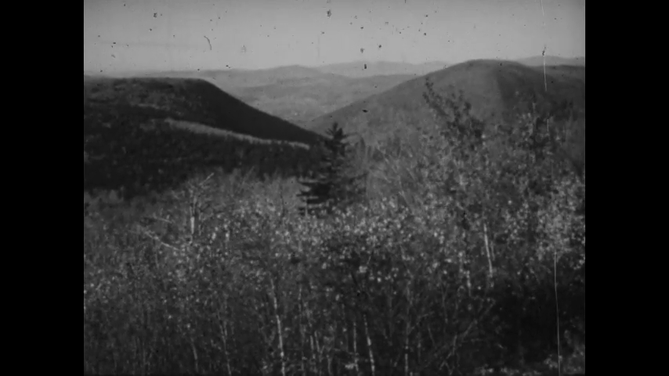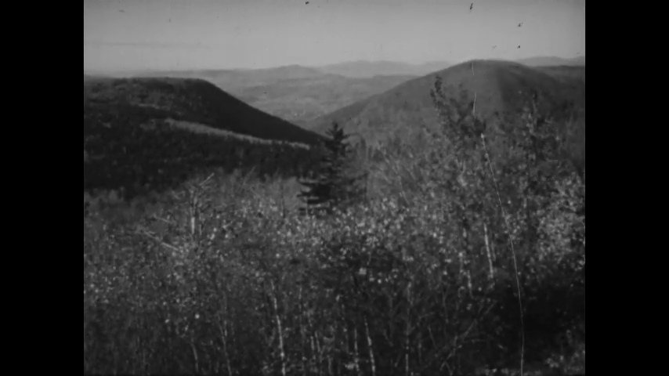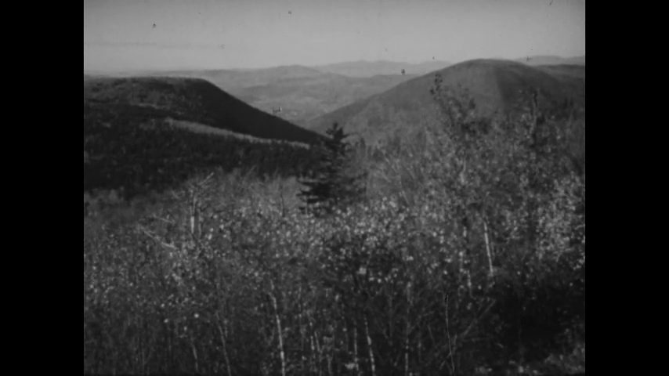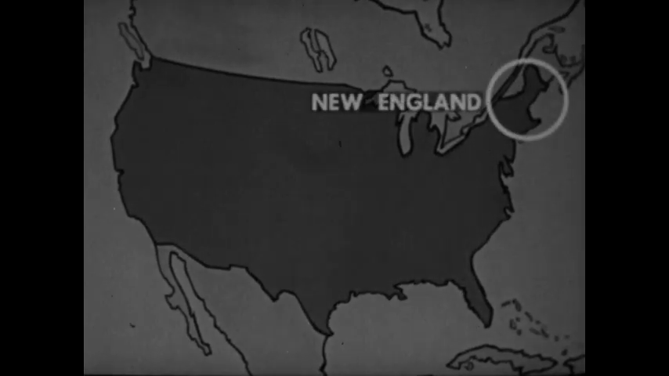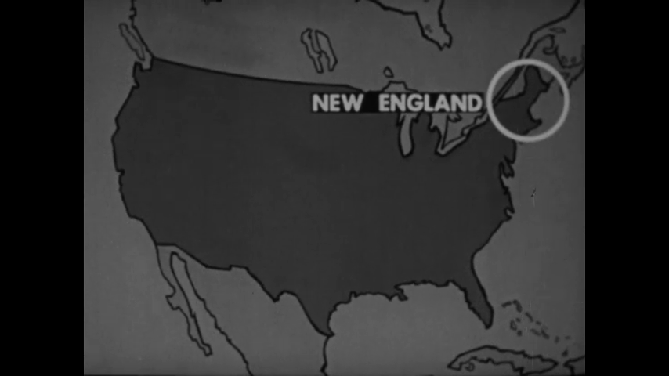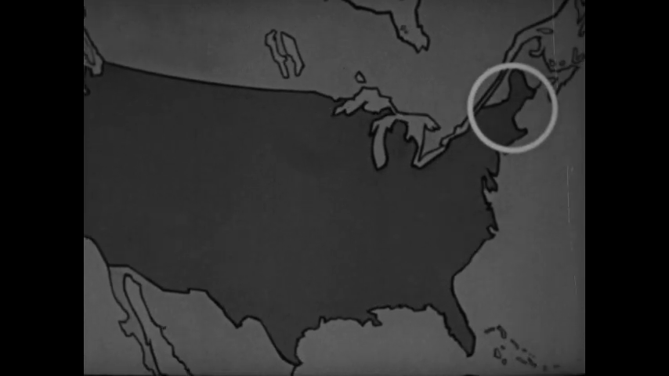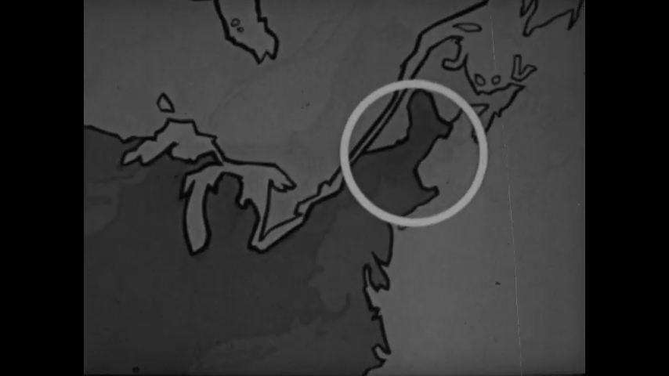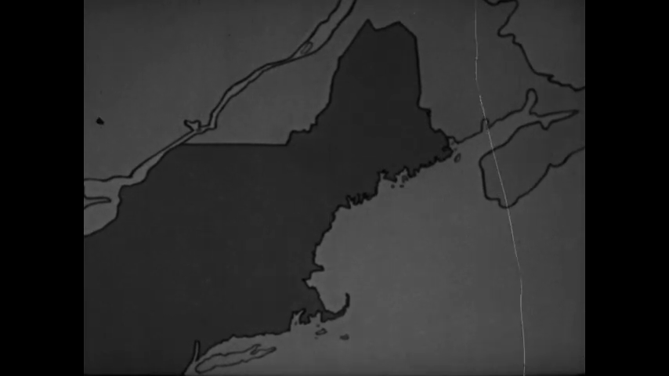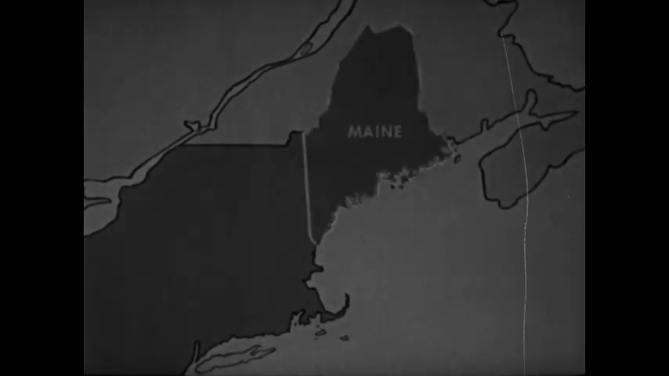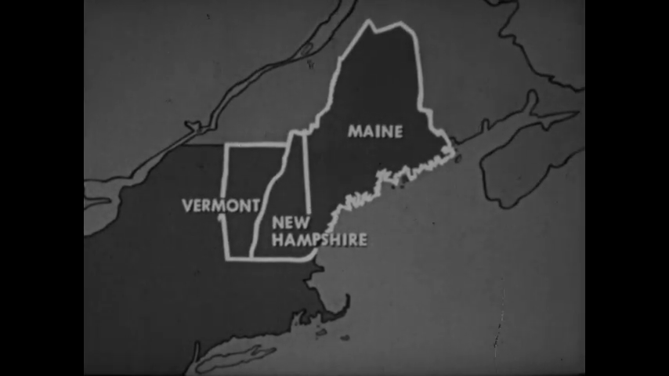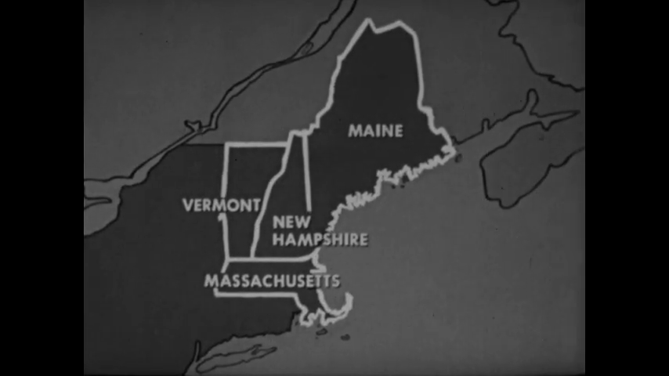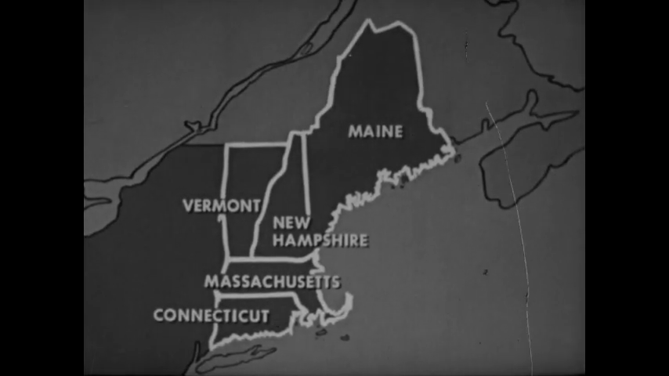These are the Berkshire Hills in Massachusetts, part of the rugged, beautiful country that is New England. What is New England? It is the most northeasterly portion of the United States. The region is made up of 6 states: Maine, New Hampshire, Vermont, Massachusetts, Connecticut, and Rhode Island.